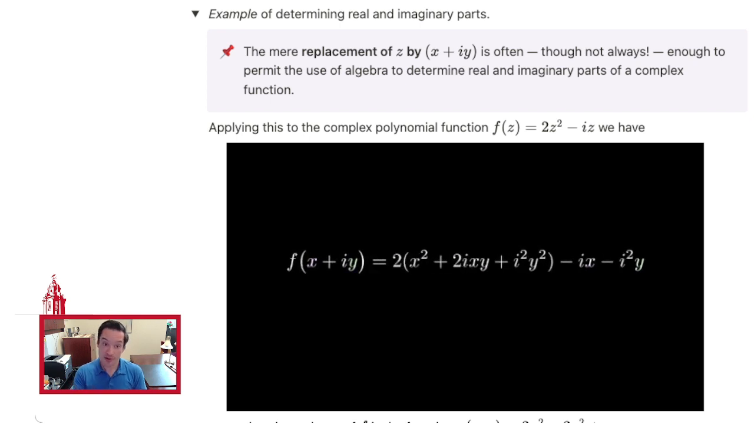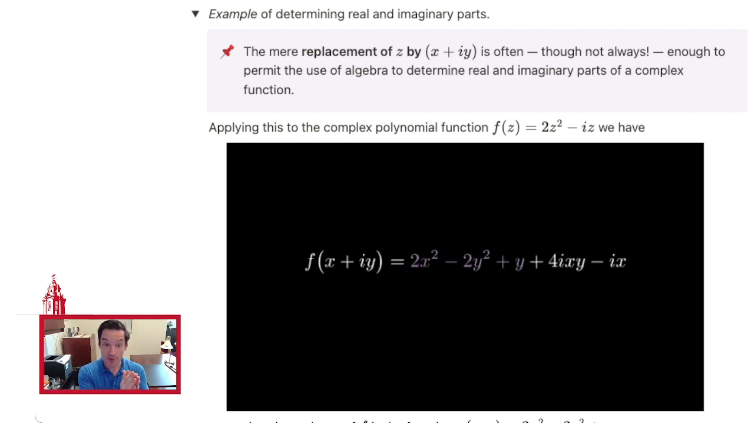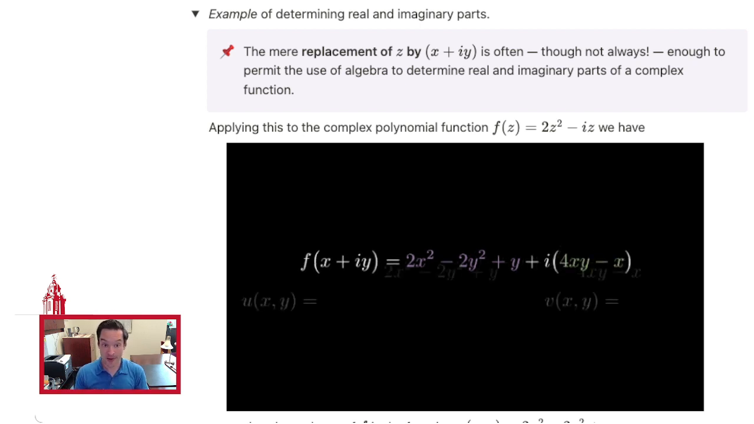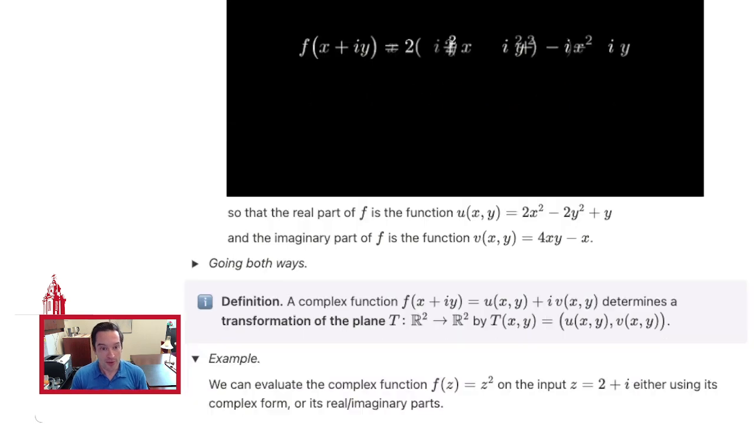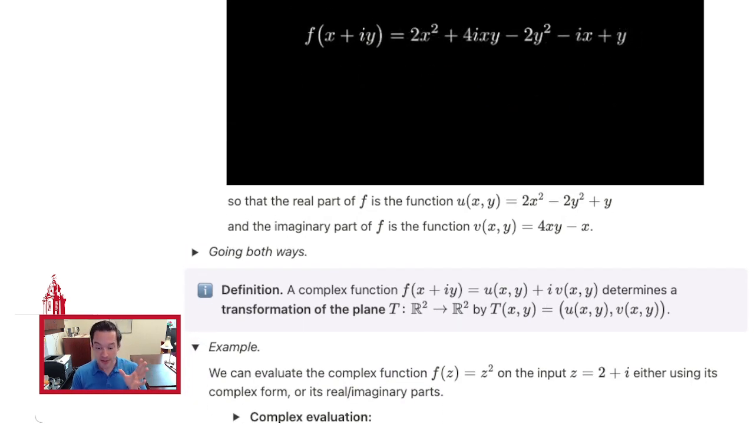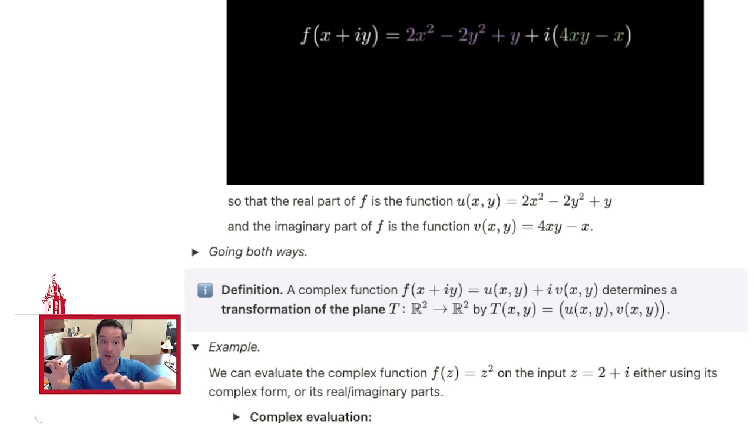So squaring out, distributing, replacing the i squareds by negative ones, collecting all of the real terms together, all the terms that are not multiples of i, and the imaginary terms, those which are multiples of i, collecting those together, factoring out the i, and then the real portion becomes my real part u of x and y, the imaginary portion becomes v of x and y. And so that's how we can ultimately, in a lot of cases, determine the real and imaginary parts of a function, particularly for polynomial functions where just this algebraic simplification is enough to be able to segregate the real part and the imaginary part of the output of my function.